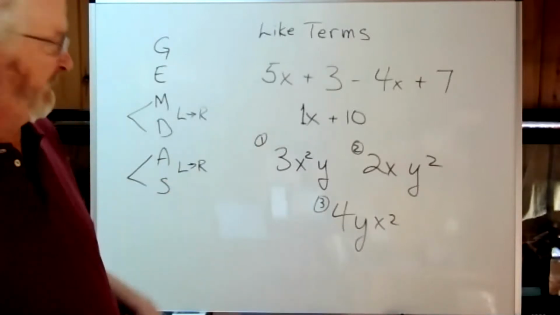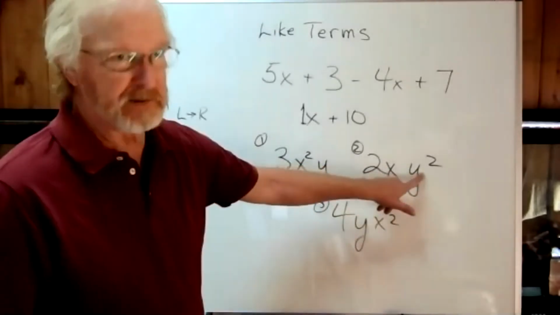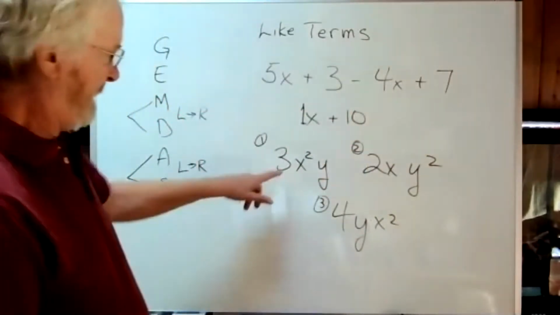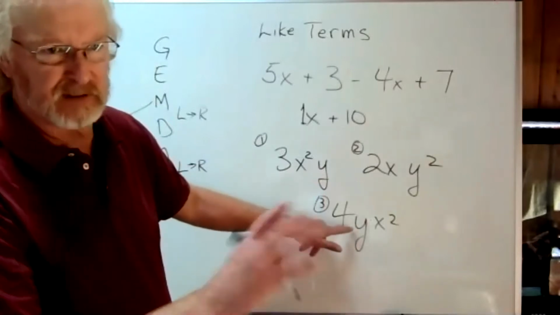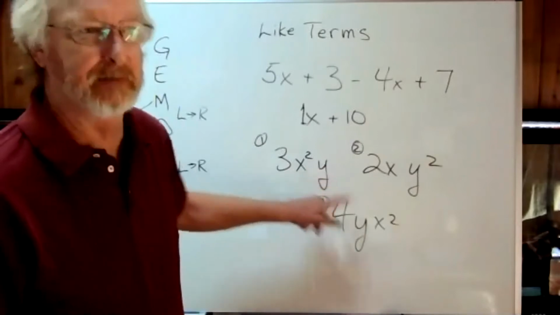Now here I tried to trick you, right? There's x squared and 1 y, and here's only 1 x, but y squared. Those aren't the same. X squared and a y, it didn't matter about the multiplication order. Here's 1 y and an x squared. So those 2 are actually like terms.